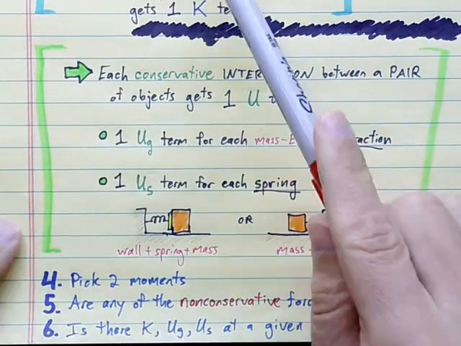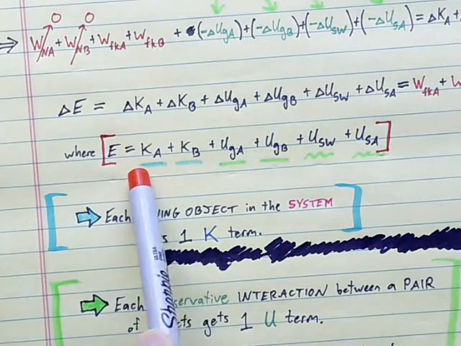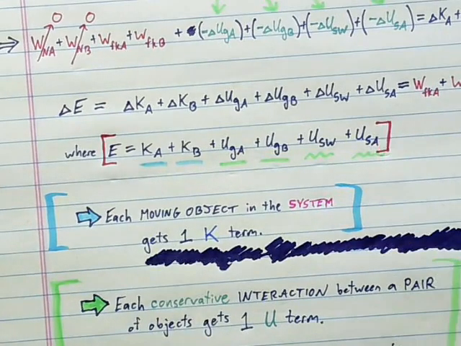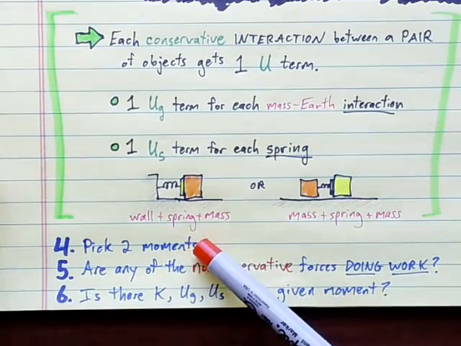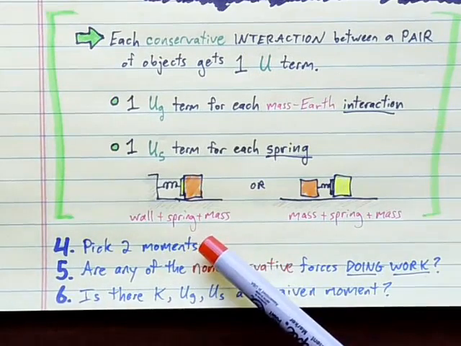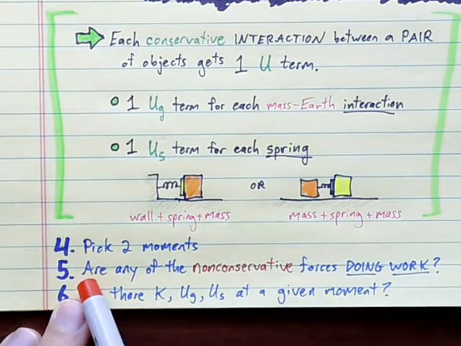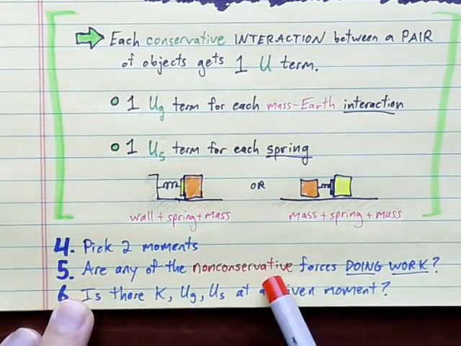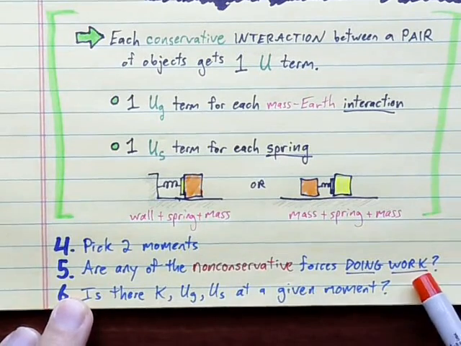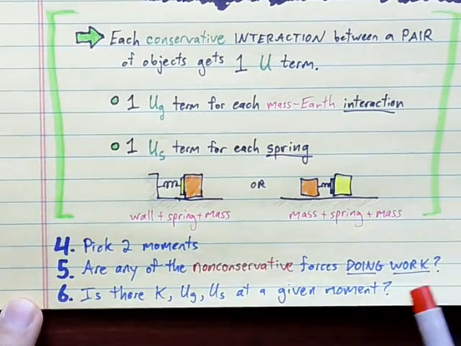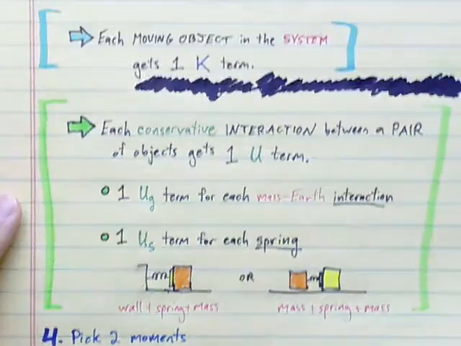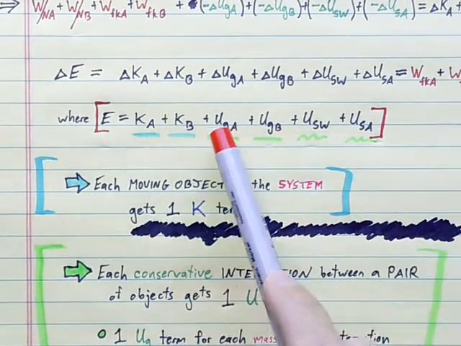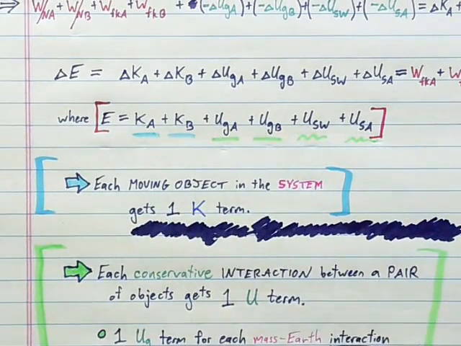After deciding on these terms here and setting up this equation, you would then pick 2 moments to compare, 2 moments in time, and then decide whether any of the non-conservative forces that are present are doing work between those 2 moments in time. And then at a given moment, check whether there is indeed kinetic, gravitational potential, or spring potential energy. Check at that moment whether any of these 6 terms are 0 or non-zero.